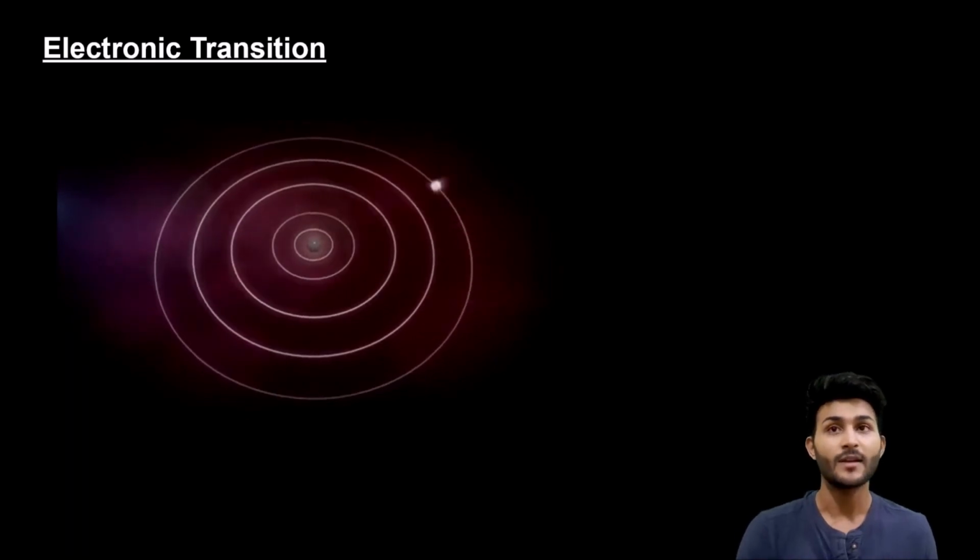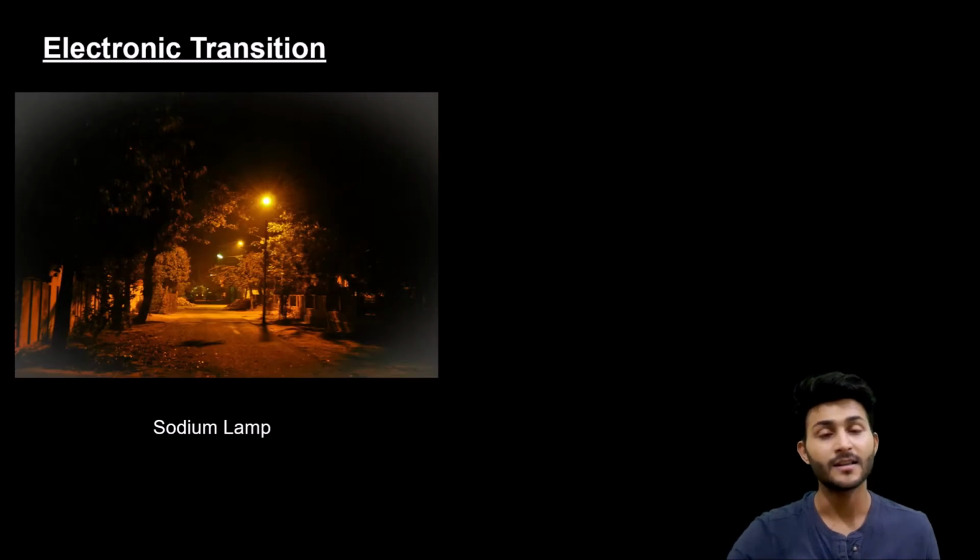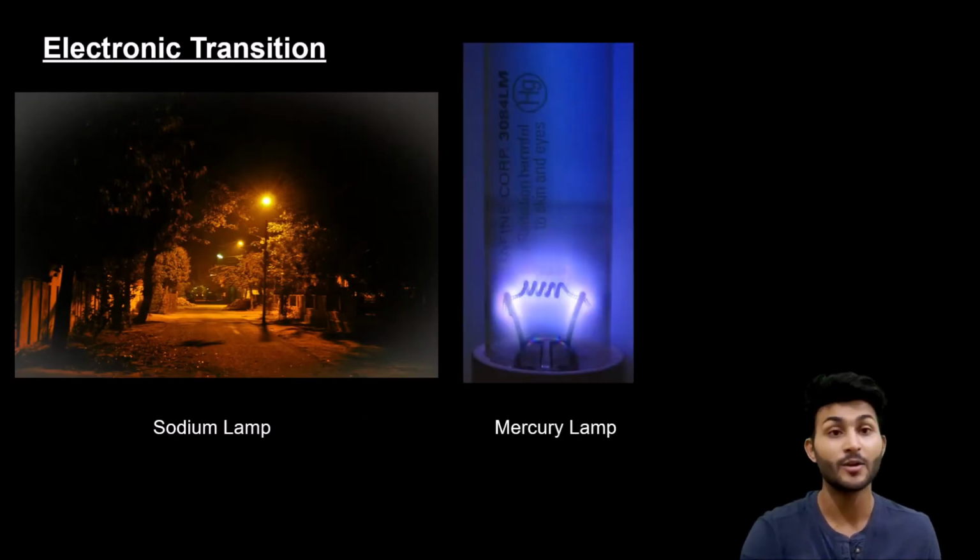That is how light comes out from electronic transition, and on this principle work the sodium lamps and mercury lamps. Sodium lamps are mostly yellow in color and mercury lamps are blue. The reason is that the electronic transition in sodium lamps, the jump of the electron from higher energy to lower energy, is not as great as it is in mercury. So higher energy light comes out in mercury lamps, on the blue end, and sodium is comparatively lesser, so it's yellow.